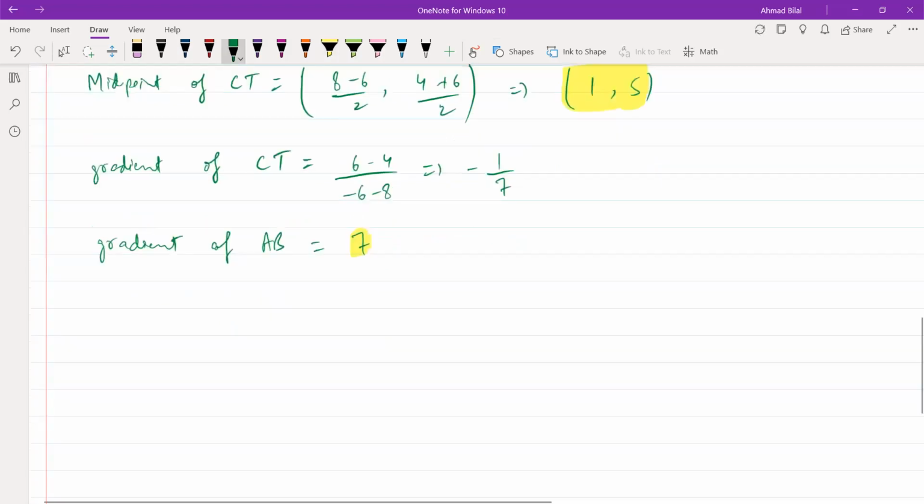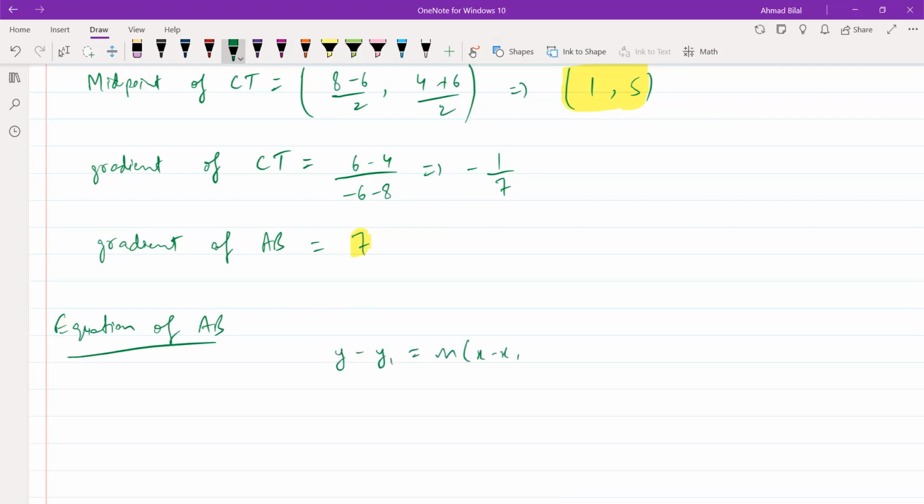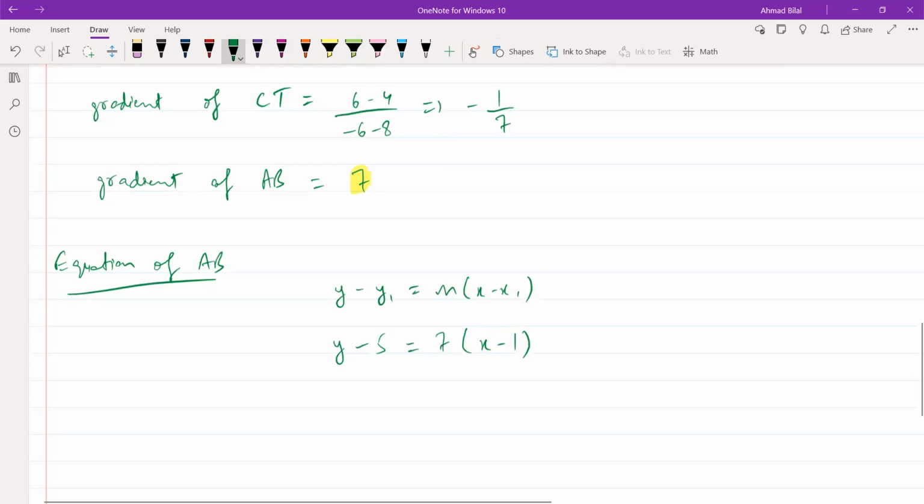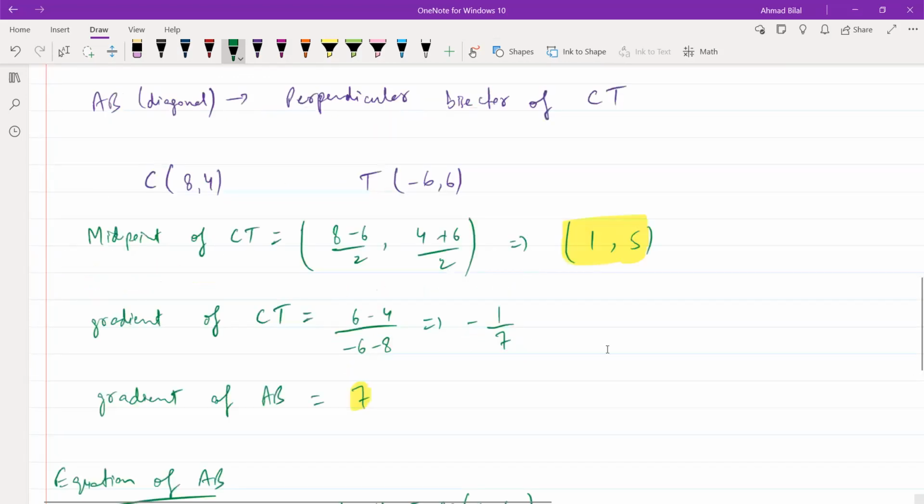The equation of AB हम कैसे निकाल लेंगे? We'll just use y minus y1 equals m into x minus x1 now. Equation of AB, that's y minus y1 equals m into x minus x1, which becomes y minus 5 equals 7 into x minus 1. And that's the equation of AB. You can just leave it like that. That's what we were looking for.